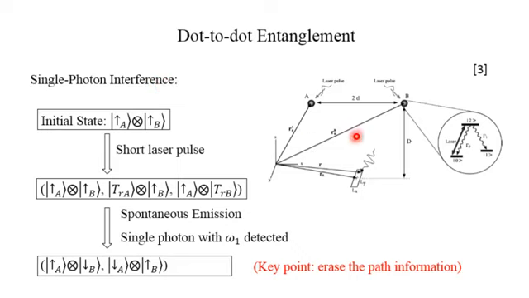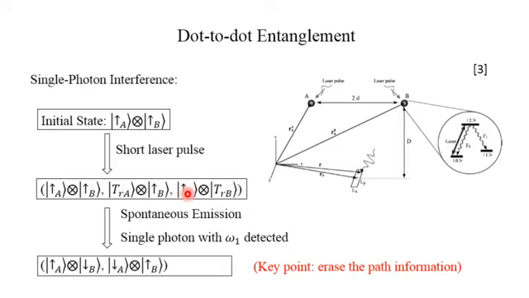Now suppose we have two separated quantum dots, dot A and dot B. We initialize both of them to the spin-up state. Then we give a short laser pulse. The pulse should be so short that at most only one dot is able to be excited to the trion state. After that, the compound state consists of three components.